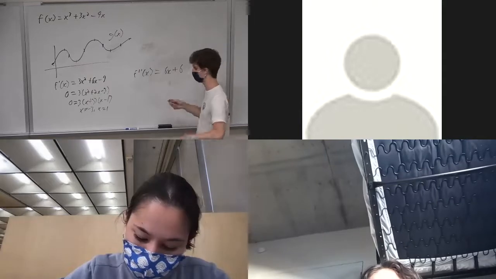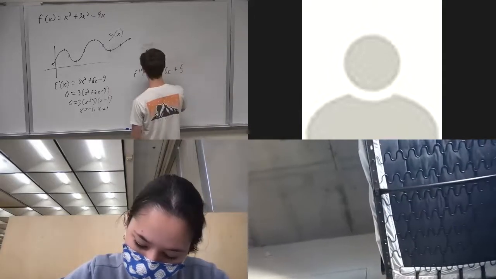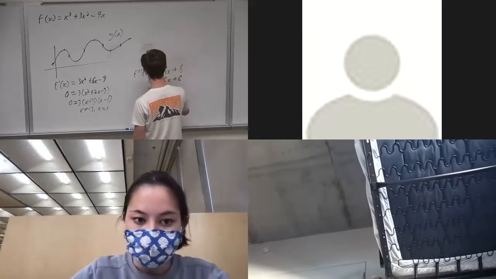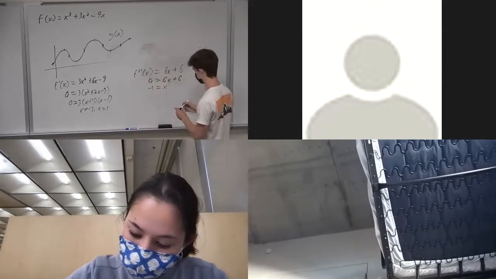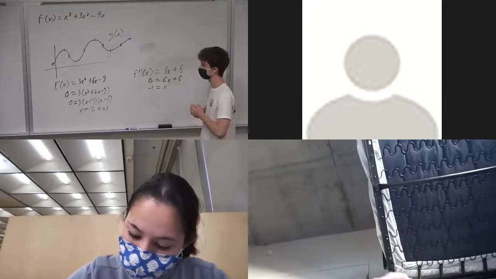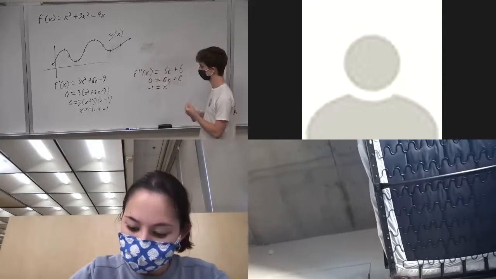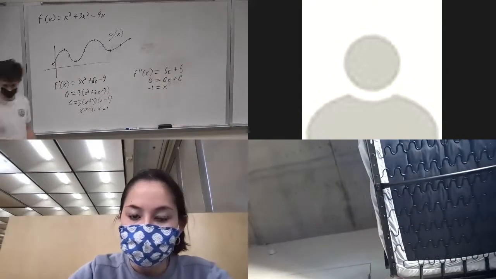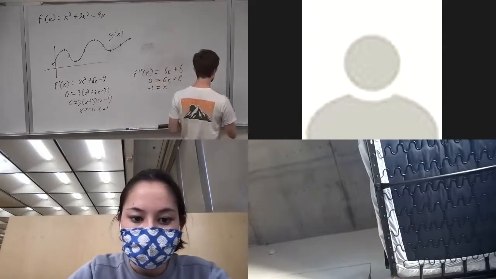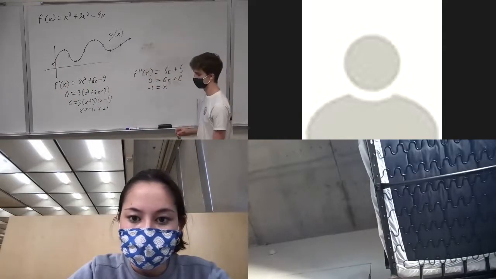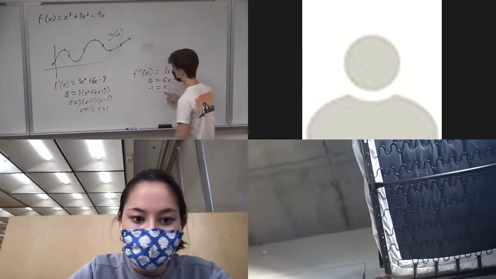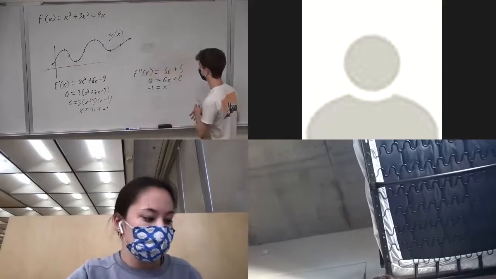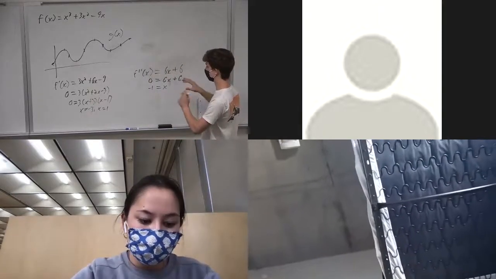Yeah. So you just set it equal to 0. And this one's pretty easy to solve for, right? Cool. Okay, so now we have our inflection point, which happens to be at the midway point between these two, right? But that's kind of irrelevant. So we have these critical points.